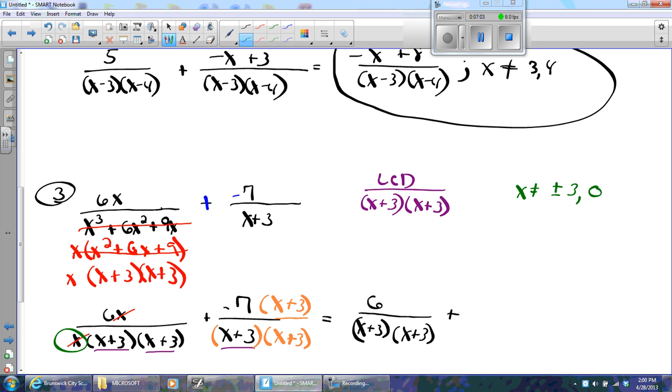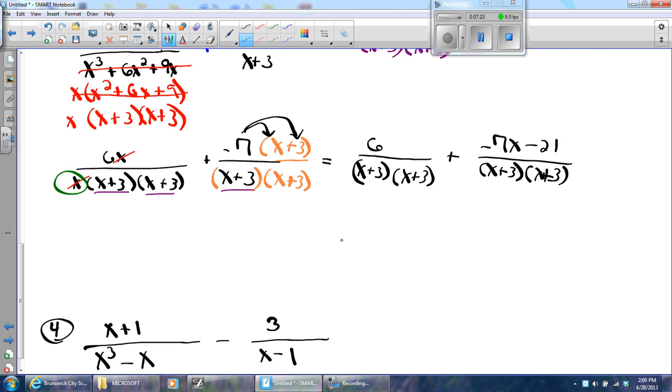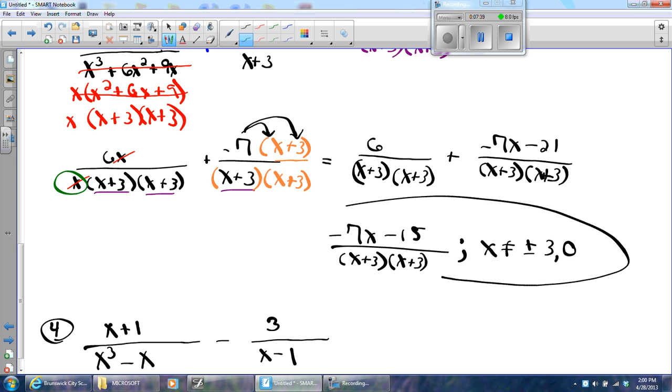plus negative 7 distributed, negative 7x minus 21 over the LCD. Which, when I combine like terms, can turn into negative 7x minus 15 over the LCD. And that is true when x does not equal plus or minus 3 or 0. And there you go. I'm getting so good at these, it's scary.